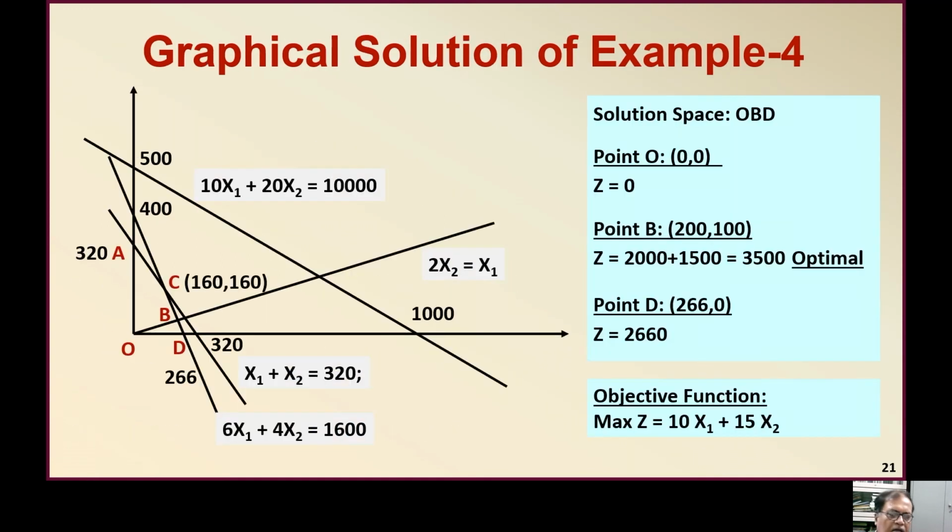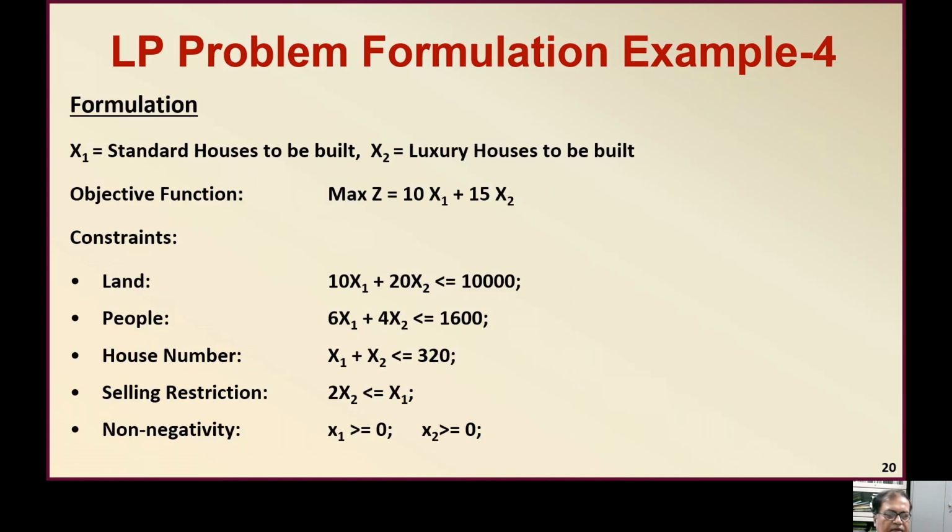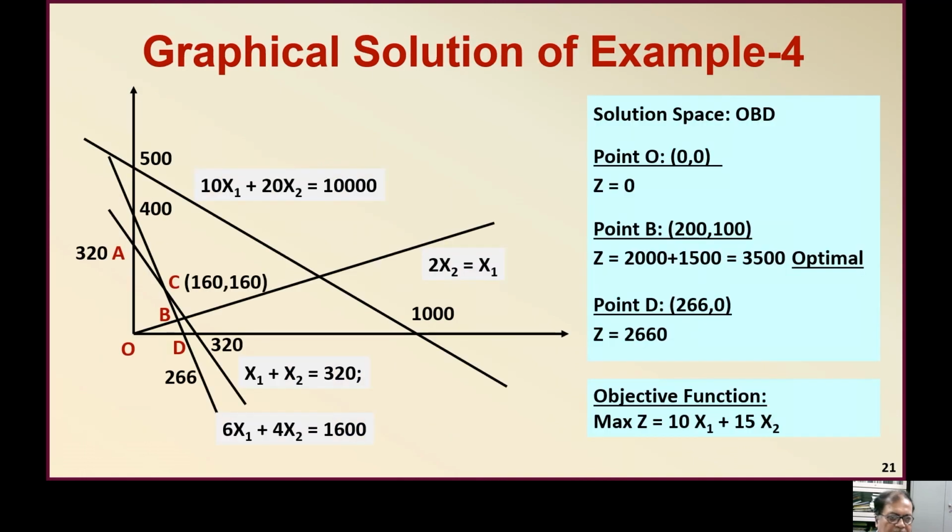So that means all inequalities are towards the origin, but this line, x1 equal to 2x2, originally the constraint is x1 should be greater than or equal to 2x2, that means this line is this way. So x1 should be higher. Therefore the common area is actually OBD. So OBD is our solution space, and in this case point O, that is origin, is 0 0. So in the origin the solution is z equal to 0.